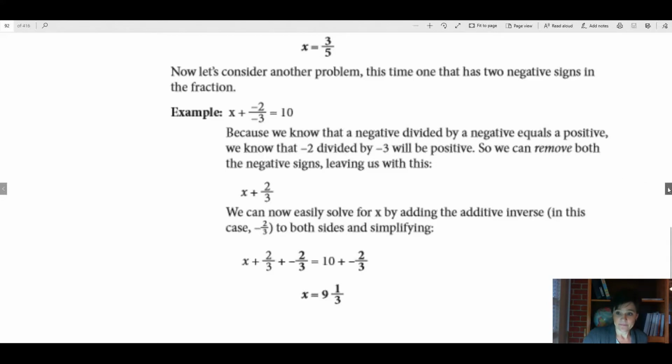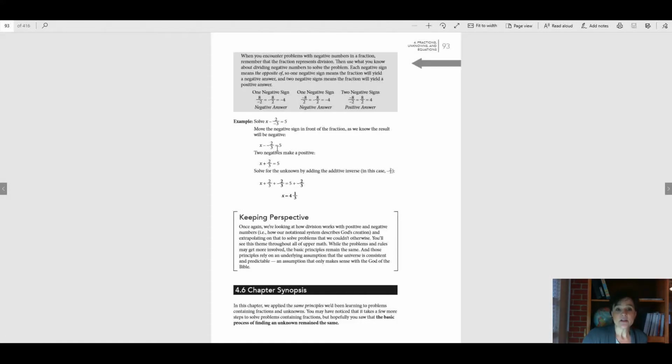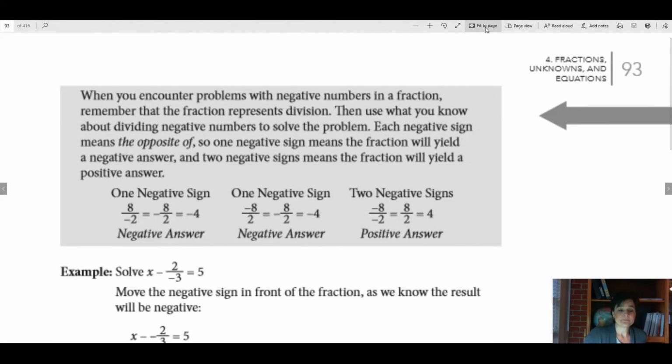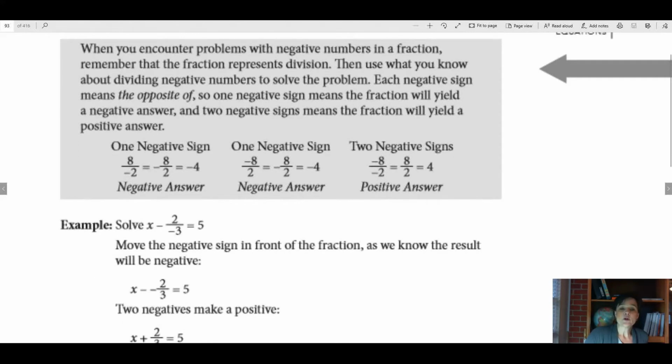Okay? All right, so let's look at the final example. When you encounter problems with negative numbers in a fraction, remember that the fraction represents division. Then use what you know about dividing negative numbers to solve the problem. Each negative sign means the opposite of. So one negative sign means the fraction will yield a negative answer. Two negative signs means the fraction will yield a positive answer.